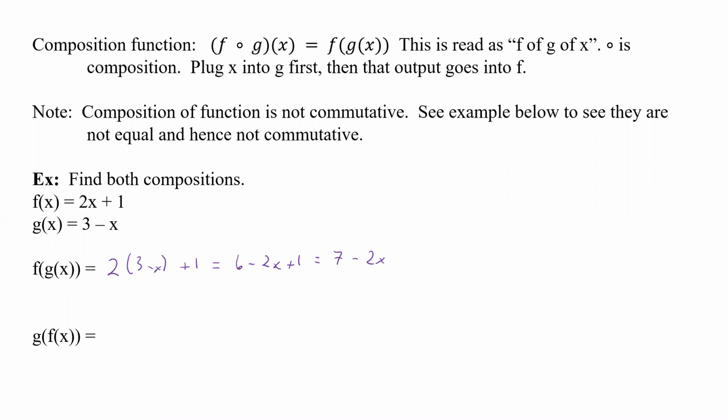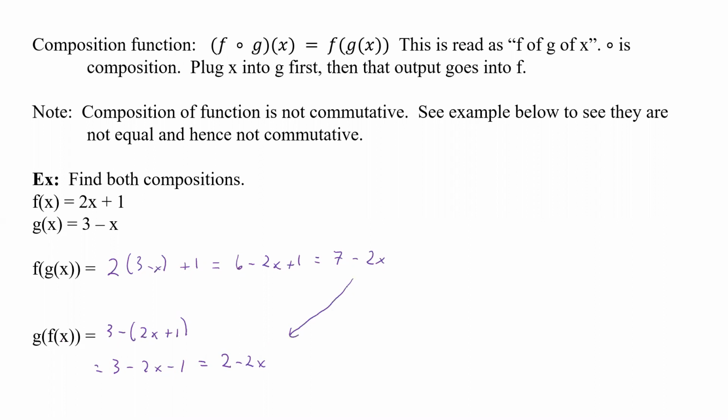Now what is f of x plugged into g of x? So g of f of x. Well, g of x is 3 minus x. Well, x now is going to be f of x. So that's 2x plus 1. And so then we're going to distribute here. So it's going to be 3 minus 2x minus 1. And so that gives us 3 minus 1 is 2 minus 2x. And so that is going to be what g of f of x is.